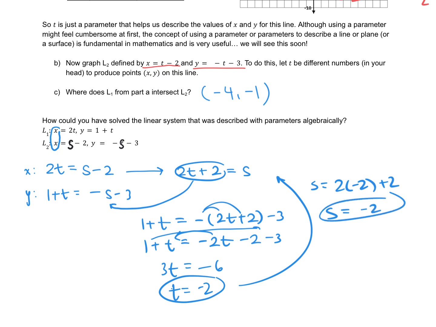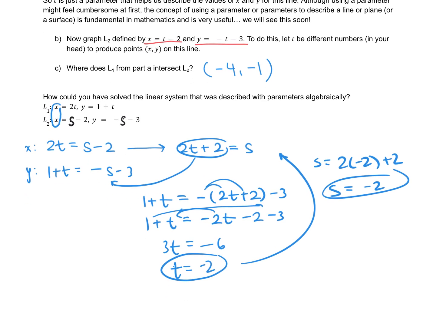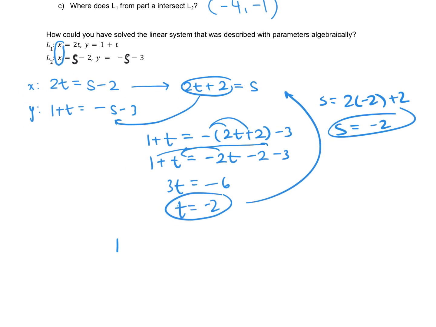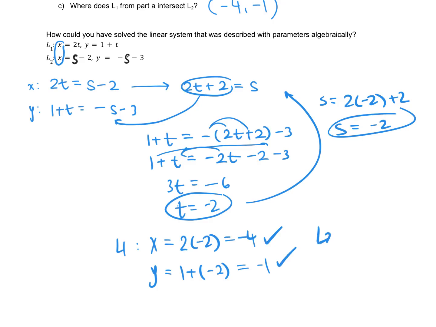Okay, so let's see what the coordinate for line 1 would be. Line 1 is defined for x as 2 times t, so negative 4, which is what we are expecting, and y is defined as 1 plus t, which is negative 1, which is exactly what we saw. And I can do my check on line 2 as well. X was defined as s minus 2, negative 2 minus 2, negative 4, fantastic. Y was negative s, so negative negative is positive 2, minus 3, negative 1.